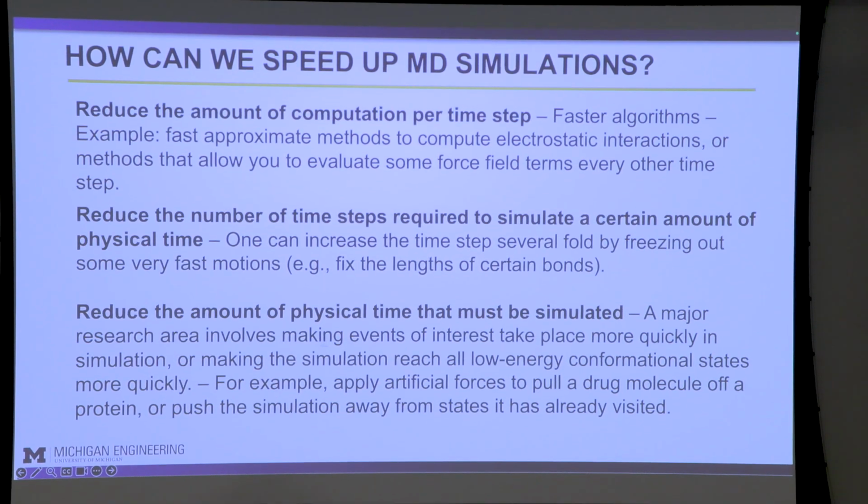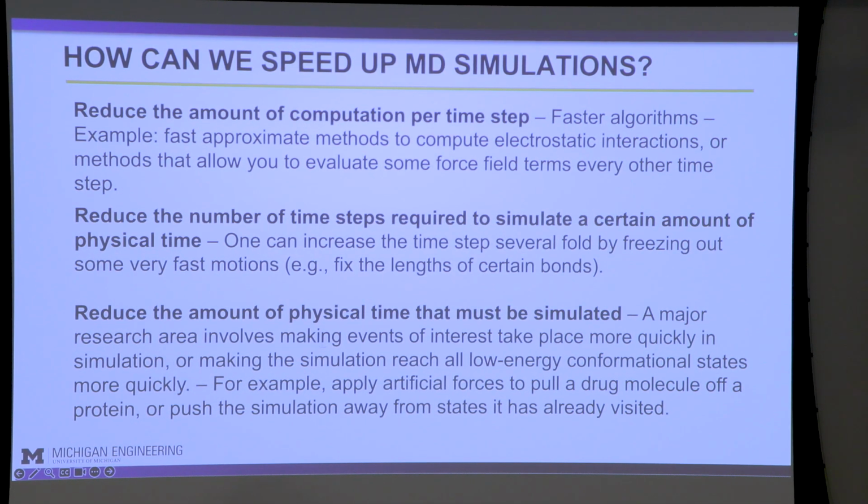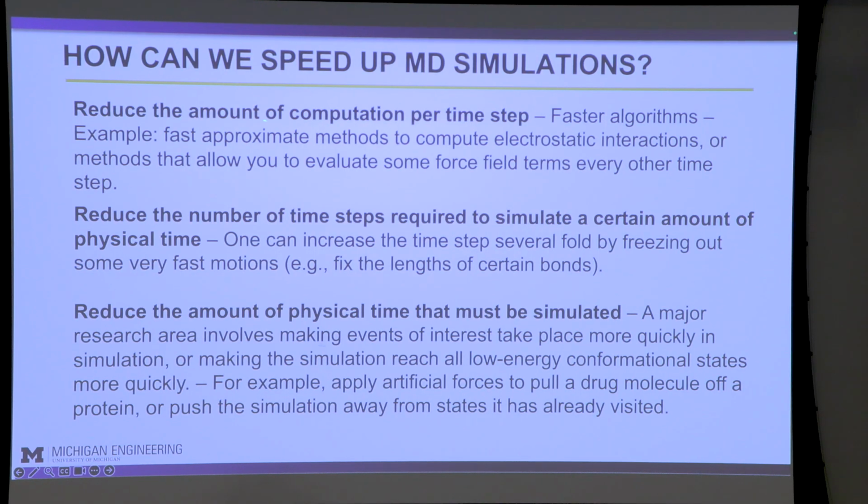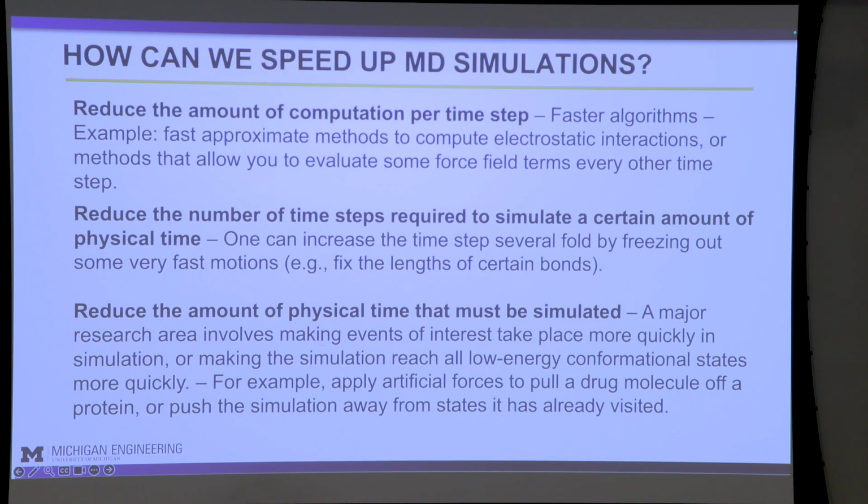So how can I speed up MD simulations? Well, I want to reduce the amount of computation per time step. So we want a faster algorithm, a faster approximate method to compute, for example, the electrostatic interactions. And some force fields can be evaluated every other time step. That could be something that people are doing. We can reduce the number of time steps required in the simulation. I told you before that the time step is also an important part. We can increase the time step, but be careful, for example, of conserving other properties like energy.